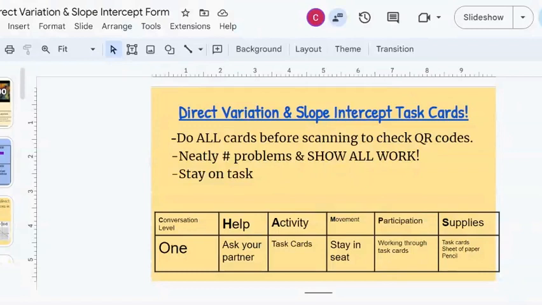So here, number 1 would be proportional because it goes to the origin, so it's direct variation. This would be non-proportional because it has a y-intercept.